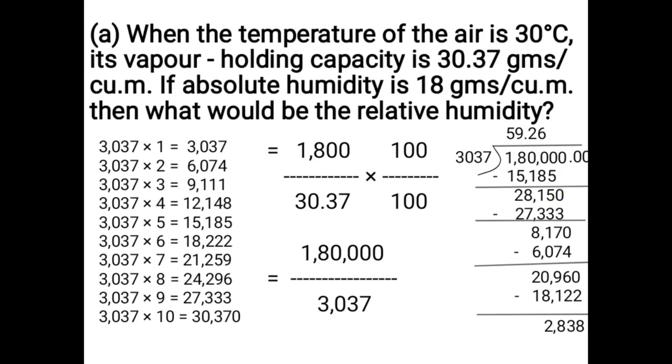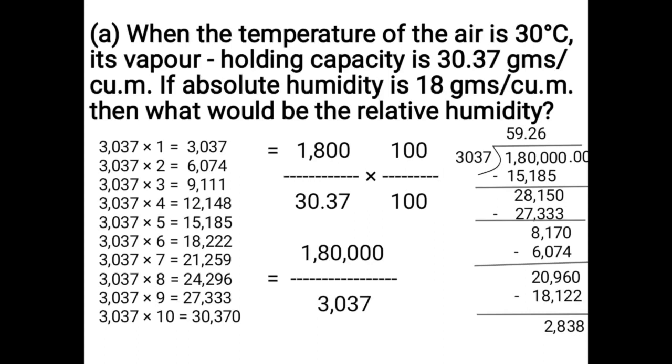28,150 it comes, and 3,037 nines are 27,333. Take the smaller one, because 3,037 tens are 30,370, and 30,370 is greater than 28,150. So you have to take 3,037 nines are 27,333. Now subtract 28,150 minus 27,333. I am getting the answer 817.